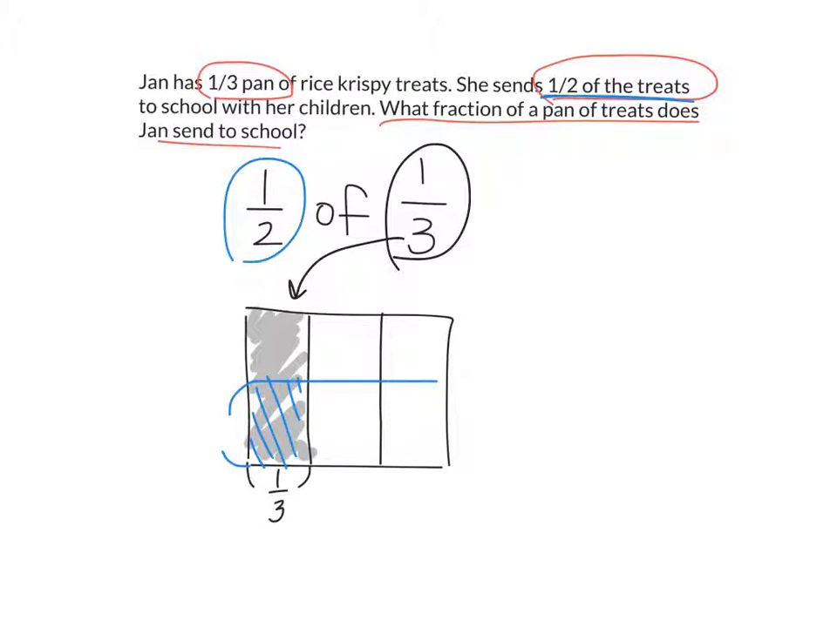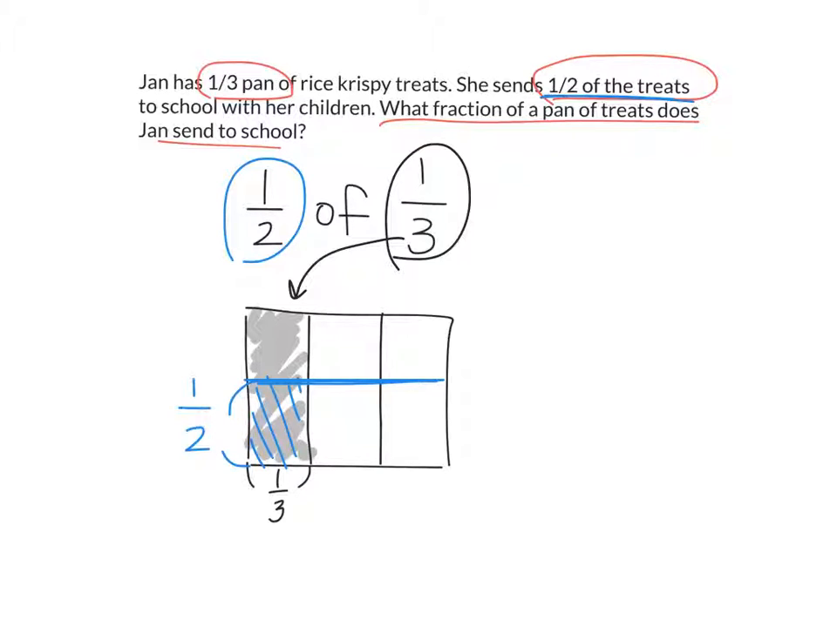Label. How much of the third did we shade in? What fraction of the third did we shade in, everyone? 1/2. 1/2. So let's label 1/2. You'll see I split the pan into 2 parts that way and 3 parts going up and down.